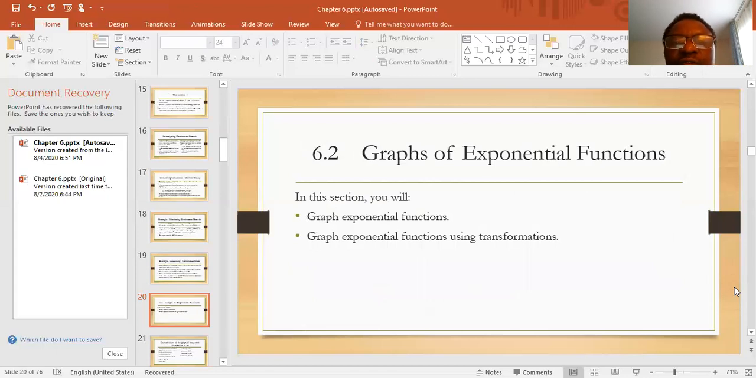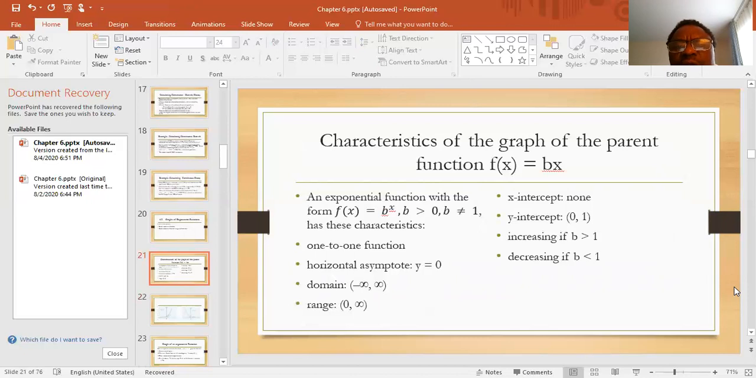Graph of an exponential function. In this section, we will learn how to graph exponential functions and how to transform some of those graphs. An exponential function of the form f of x equals b raised to power x, where b is positive and different from 1, has these characteristics. It is a one-to-one function. The horizontal asymptote is y equals 0. The domain is the whole real line, all the real numbers. The range is 0 to infinity.